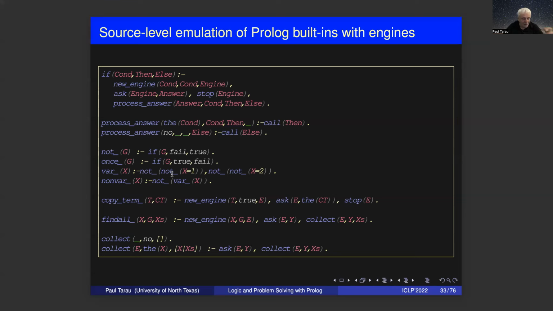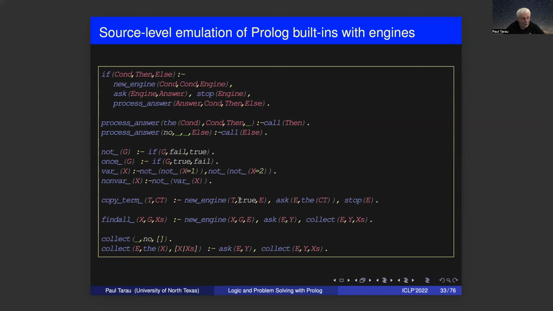Once if the goal succeeds, then return true, and otherwise fail. A variable with a bunch of nested negations. So that's the negation here. With that, a variable is basically something that can be bound to two different things, but with not, because you don't want the bindings to actually block the variable x as being 1 when you also want to try it with x equal to 2. Non-variable is just a negation of variable.